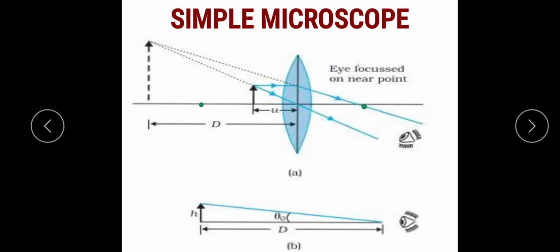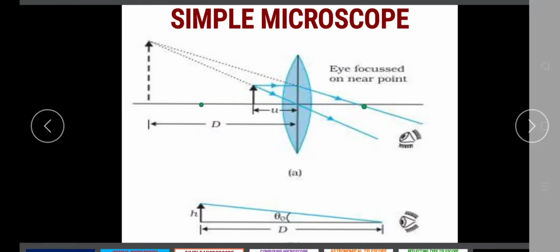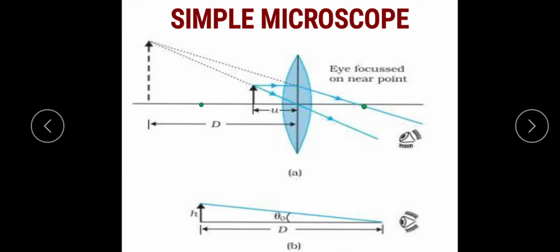Now, what actually happens in the simple microscope process? The path of the rays in a simple microscope is shown in figure A. In figure A, the path of the actual image formation is given. There are two green points here, one here and another one here, which are called F and F, the principal foci, which lie on the principal axis.